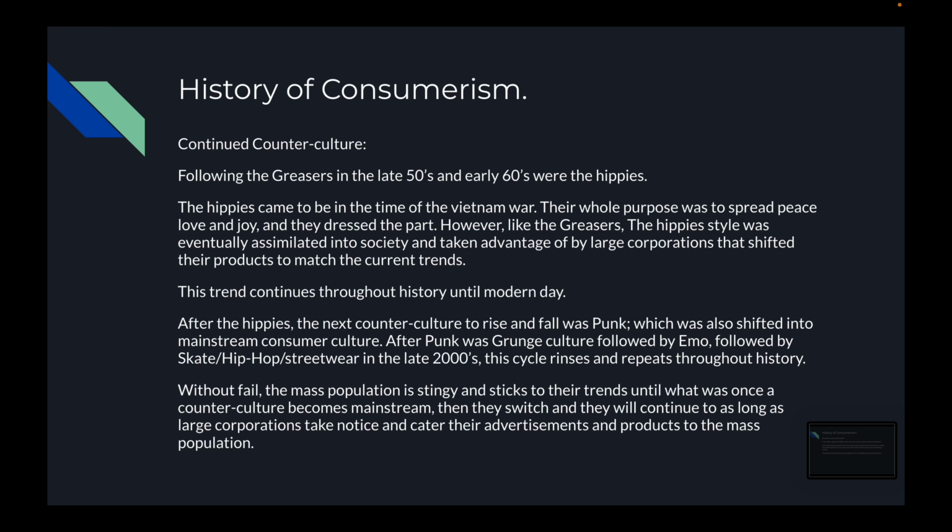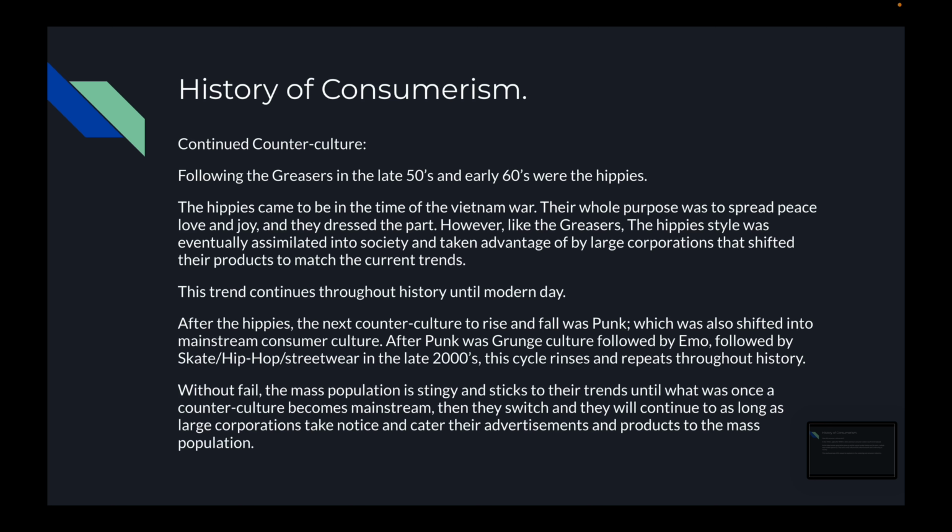After the hippies, the next counterculture to rise and fall was punk, which was also shifted into mainstream consumer culture. After punk was grunge culture, followed by emo culture, followed by skate, hip hop, and streetwear culture in the late 2000s, and this cycle rinses and repeats throughout society.